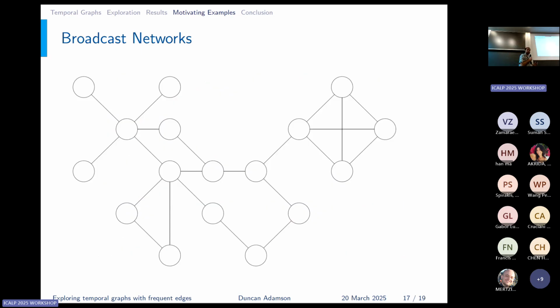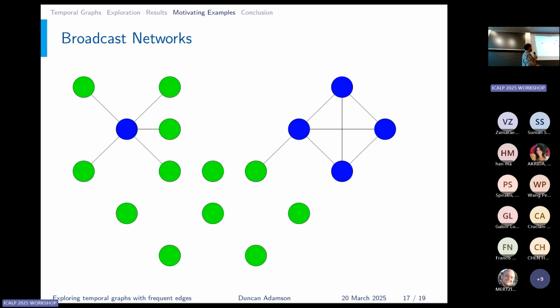So to give an example, we take this as our underlying graph. We use these green nodes to indicate vertices that are allowed to send a message, and blue nodes to indicate vertices that are sending a message. So the first time step, we have this node over here at the top of the left. All of its neighbors are going to hear something from it. And then on the right over here, we have this clique where they're all sending a message to each other. But then in the middle of the graph, we have this big gap where nobody is talking.